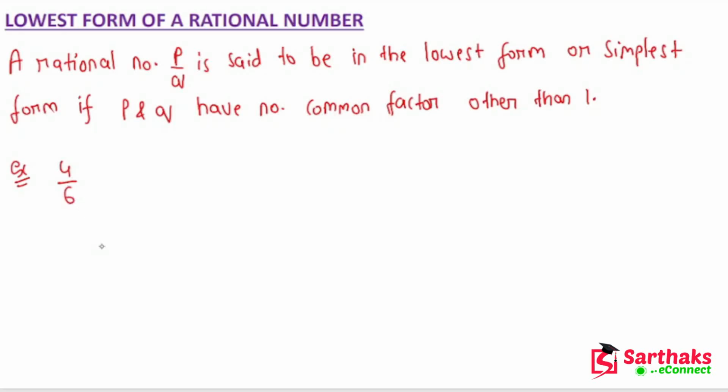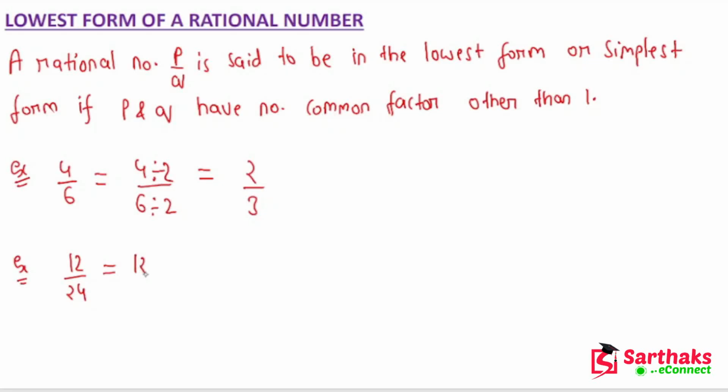Clearly 4 upon 6 is a rational number, but it is not in the smallest form, in the lowest form. We can divide both 4 and 6 by 2 and we will get 2 upon 3, which is a rational number and also in the simplest form. Similarly, you can take one more example as 12 upon 24, right? Clearly they have some common factors, but they are not visible easily. So let us carry out the factorization step by step.